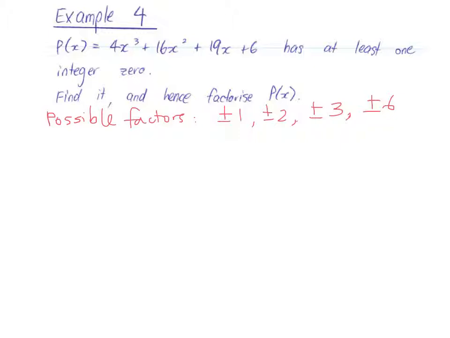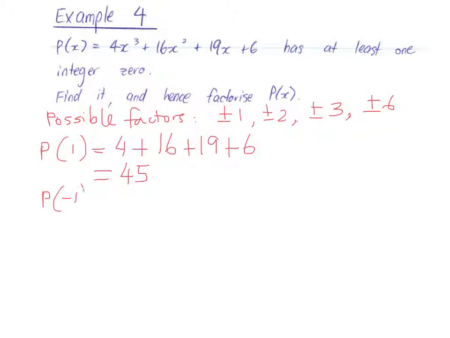So, using our factor theorem, let's test out p of 1. And if p of 1 equals 0, that would mean then that x minus 1 is a factor of p of x. So let's sub in p of 1 and see what we get. So we're subbing in a 1 here, here, and here. Every time we see x, we're making that equal to 1. So 4 times 1 cubed is 4, plus 16 times 1 squared, plus 19 times 1, plus 6, and that does not equal 0. That means x minus 1 is not a factor of p of x.